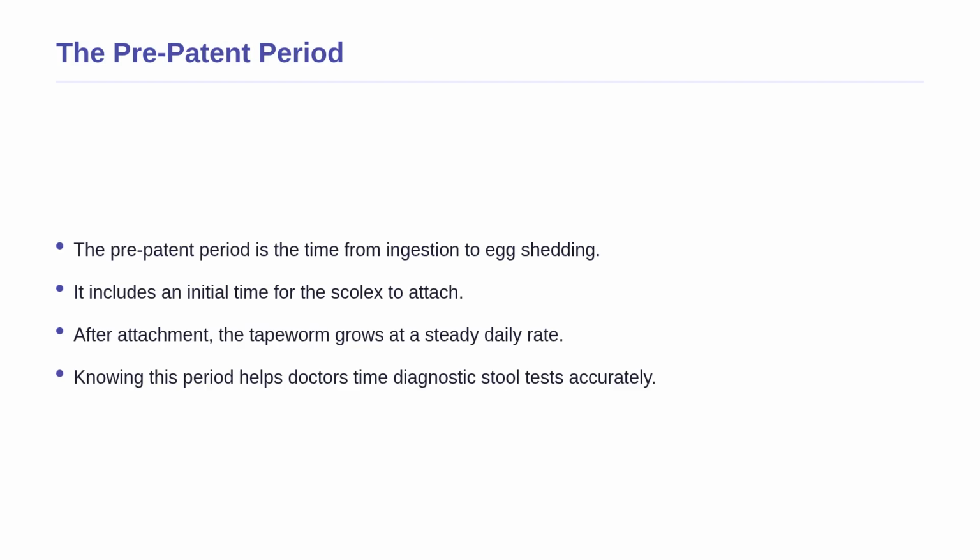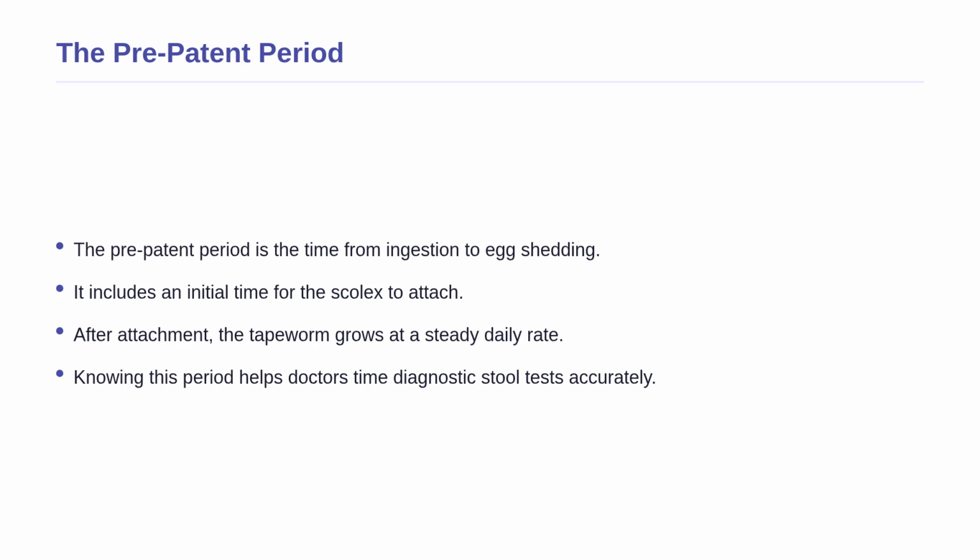So, we have seen how many eggs an adult worm produces. This brings us to an important clinical question. How long does it take for a newly ingested parasite to start producing these eggs? This time frame is called the pre-patent period. It is the time between a human ingesting infected pork and the moment the adult tapeworm begins shedding eggs.